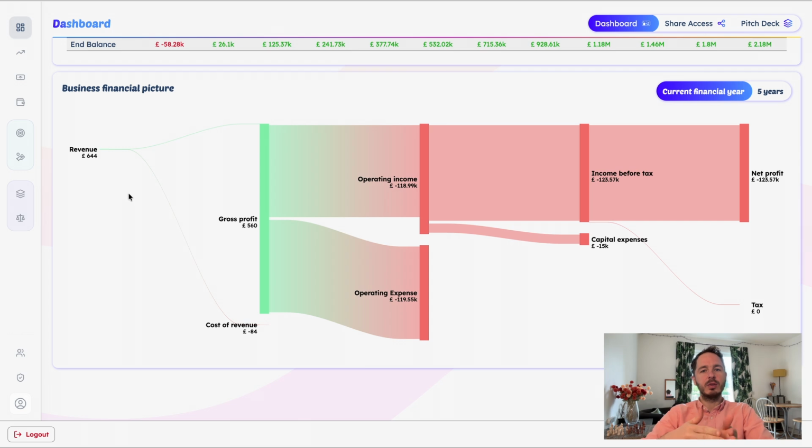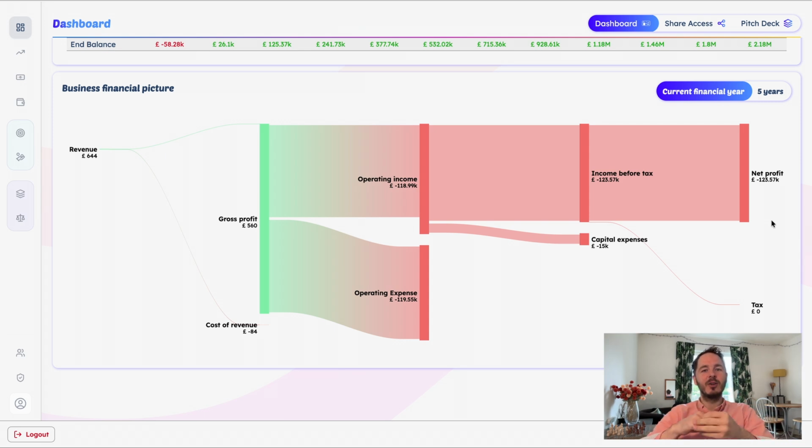From there, it flows into the branch of cost of revenue at minus 84 pounds, which gives you a gross profit of 560, which results in an operating income of minus 118,990. On the right, capital expenses of minus 15,000 are shown separately. And after tax, which is 0 at this stage, you arrive at the net profit of minus 123,570.